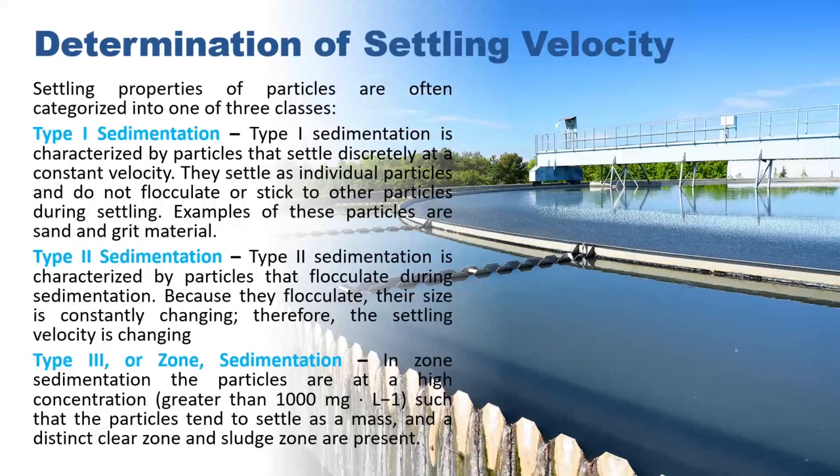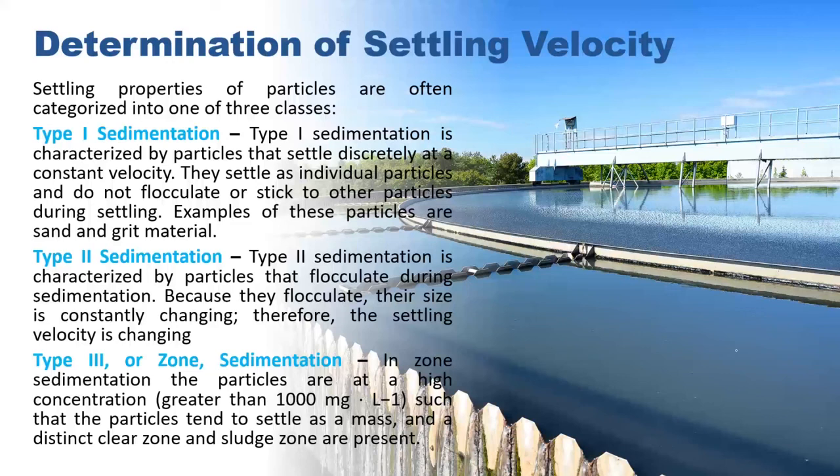So, determination of the settling velocity. Settling properties of particles are often categorized into one of 3 classes. We have the type 1 sedimentation, type 2 sedimentation, and the type 3 or zone sedimentation. Type 1 sedimentation is characterized by particles that settle discretely at a constant velocity. So they settle as individual particles and do not flocculate or stick to other particles during settling. Examples of these particles are sand and grit material.